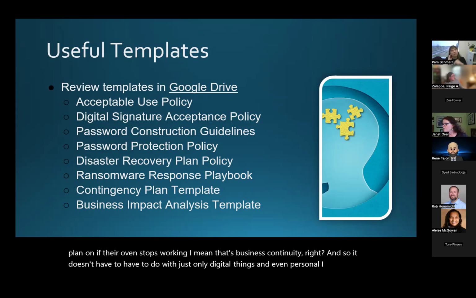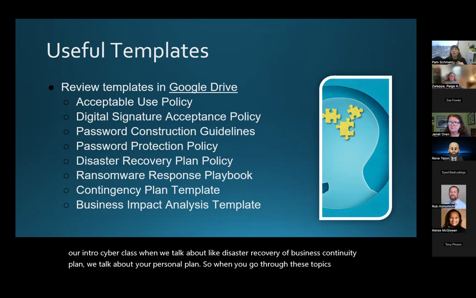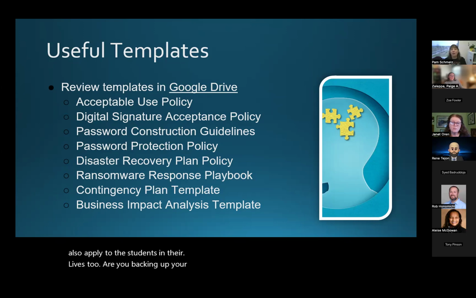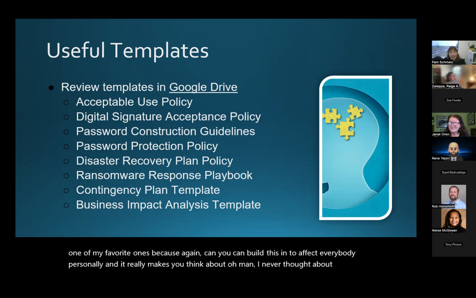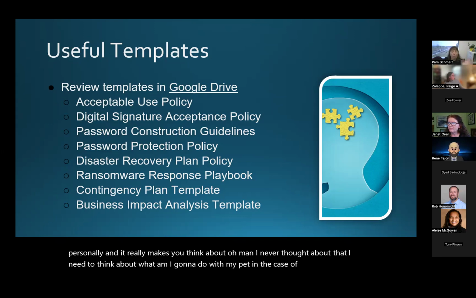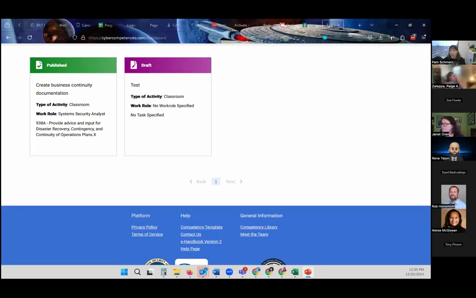And even personal. I think in our intro cyber class, when we talk about disaster recovery or business continuity plan, we talk about your personal plan. So when you go through these topics, they also apply to the students in their personal lives too. Are you backing up your stuff? Do you have a go bag in case there's a fire or a tornado or a hurricane or whatever it happens to be? So this topic is one of my favorite ones because you can build this in to affect everybody personally, and it really makes you think about, oh man, I never thought about that. I need to think about what I'm going to do with my pet in the case of a fire, or whatever it happens to be. So that's why this is such a cool topic to teach, and embed throughout your curriculum if you can.